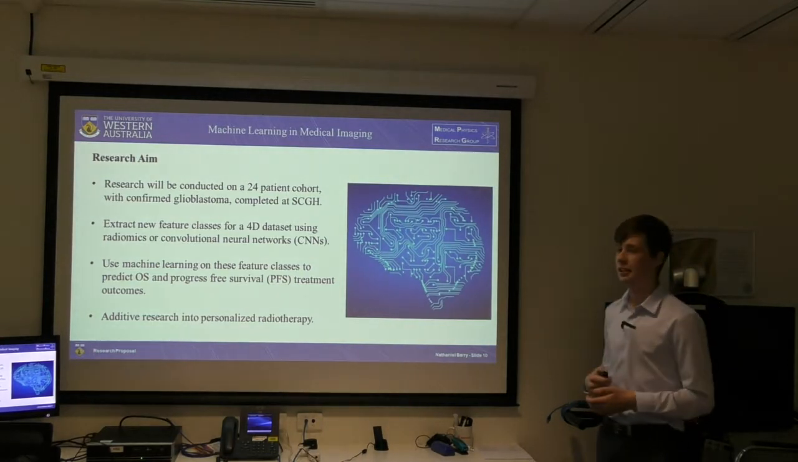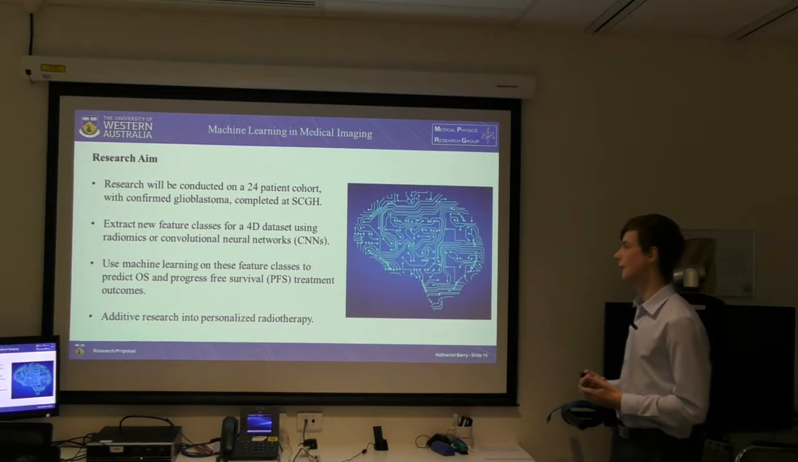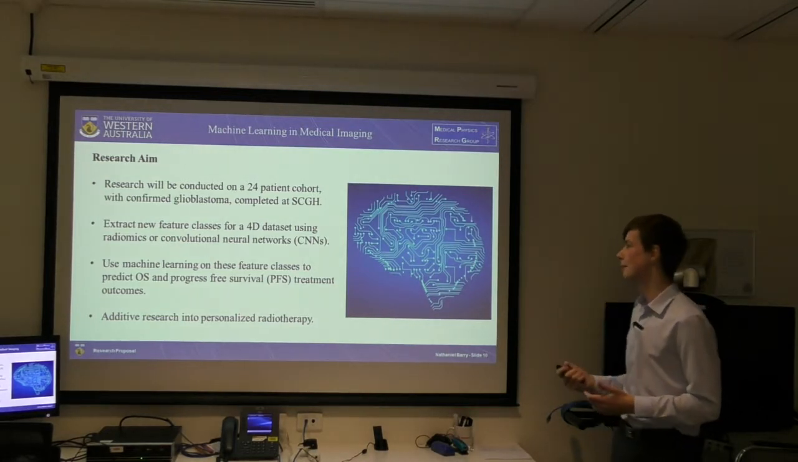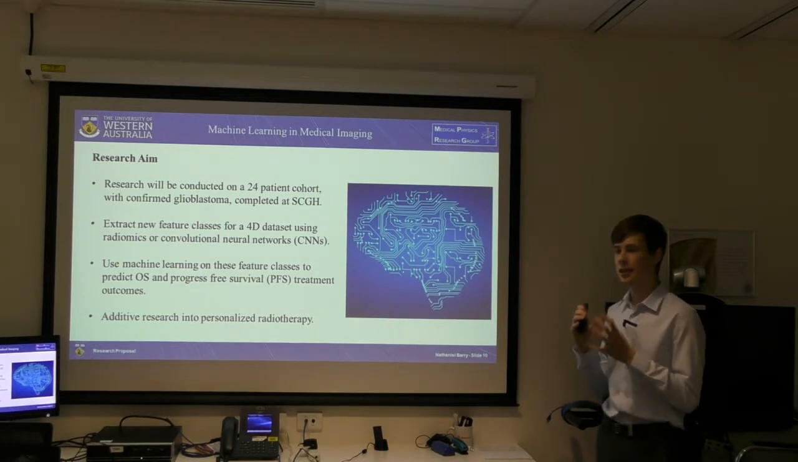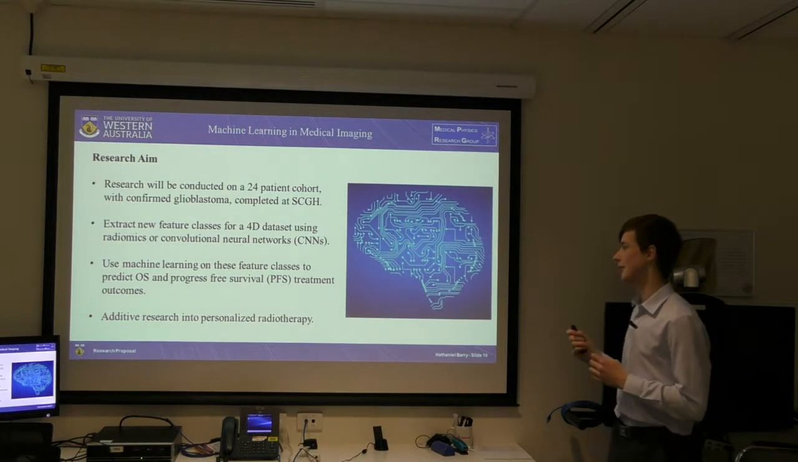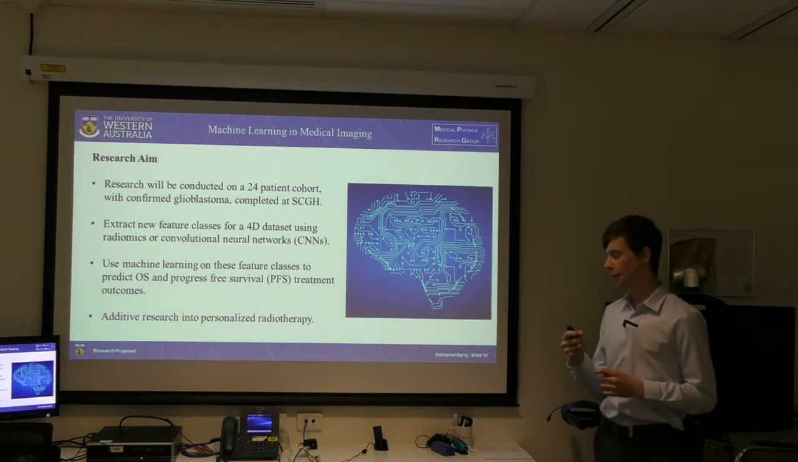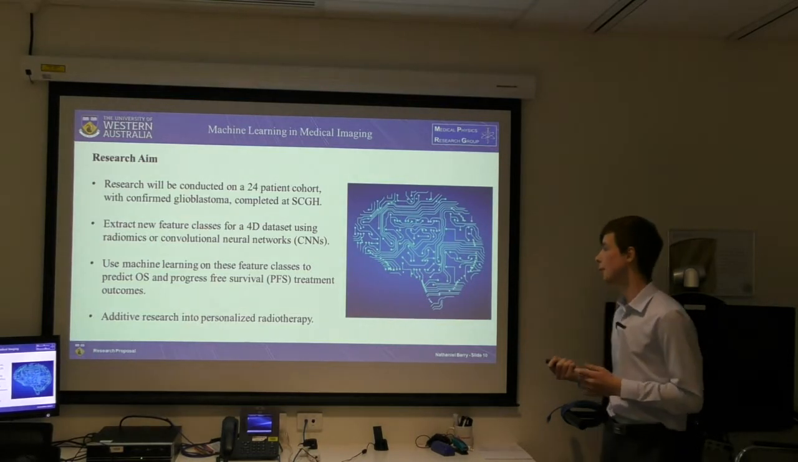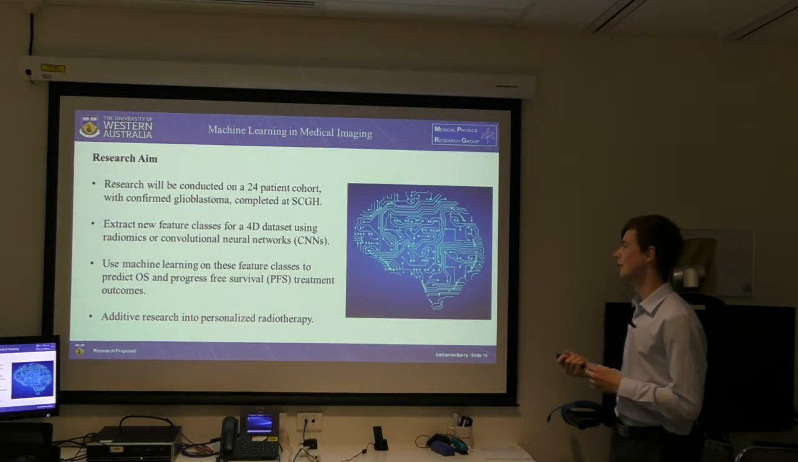And so we're going to be conducting research on a 24-patient cohort with confirmed glioblastoma that's just been completed at Sir Charles Gairdner Hospital. And this patient data set has both 3D FET PET data and the dynamic acquisition protocols that we just discussed. And this is the main aim: we're hoping to extract a feature class for a 4D data set using radiomics or convolutional neural networks.